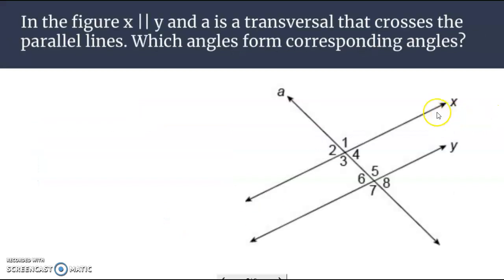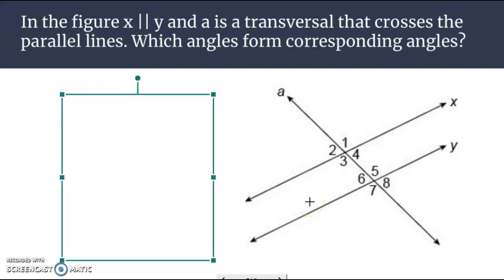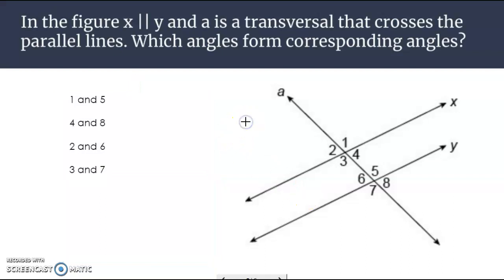Here we have another transversal A, and they are stating that X and Y are parallel lines. Which angles form corresponding angles? Alright, we're going to focus on the corresponding angles here. 1 and 5 are corresponding. 4 and 8 correspond to each other. 2 and 6. 3 and 7. Note that since they're corresponding, they would all have the same measure. So 4 sets of corresponding angles.